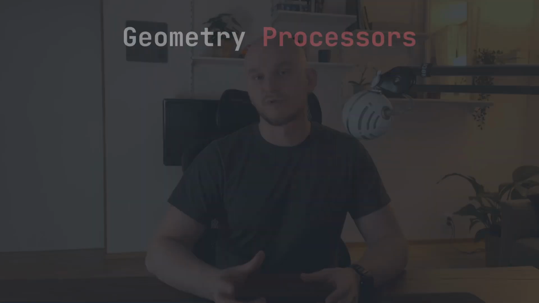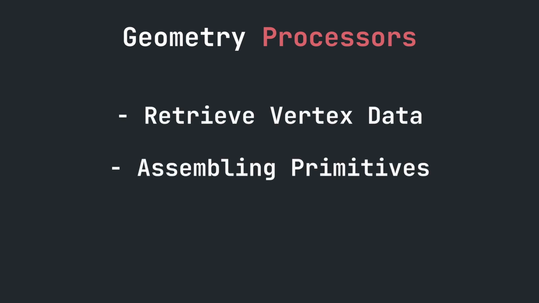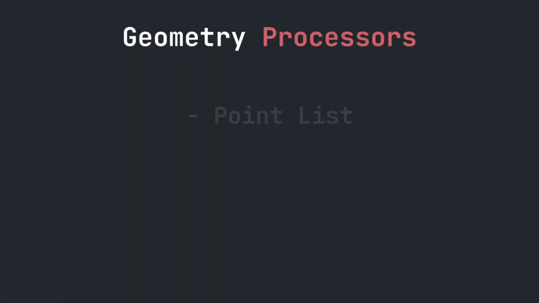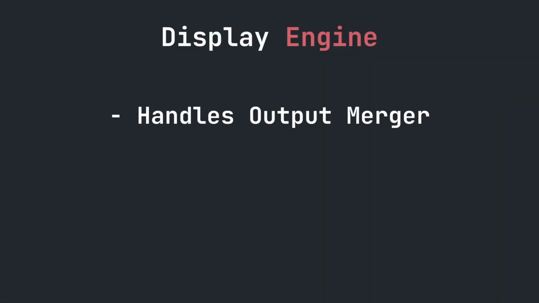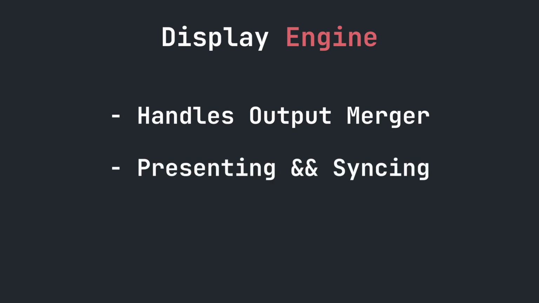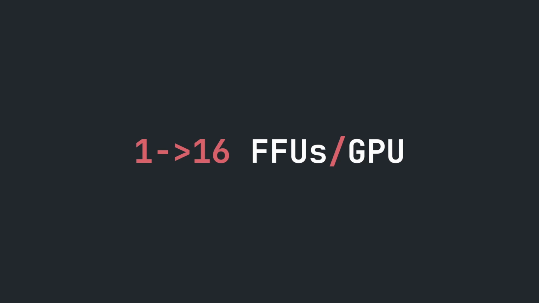It features things like 3D to 2D handling, hardware culling, and clipping of primitives. Then we have the geometry processors, which retrieve the vertex data from memory. It handles the primitive assembly, as well as early clipping and backface culling. It handles primitive assembly, so setting together vertices in different patterns, such as point list, line list, triangle strip, adjacent triangle strip, etc. Then we have the display engine, which handles the output merger, but also a lot more. It also does presenting and syncing, color space conversion, blending, and vsync. At the TPC level, we also have video encoding, decoding units, and audio processing units. And there are usually 1 to 16 of these fixed function processing units per GPU.